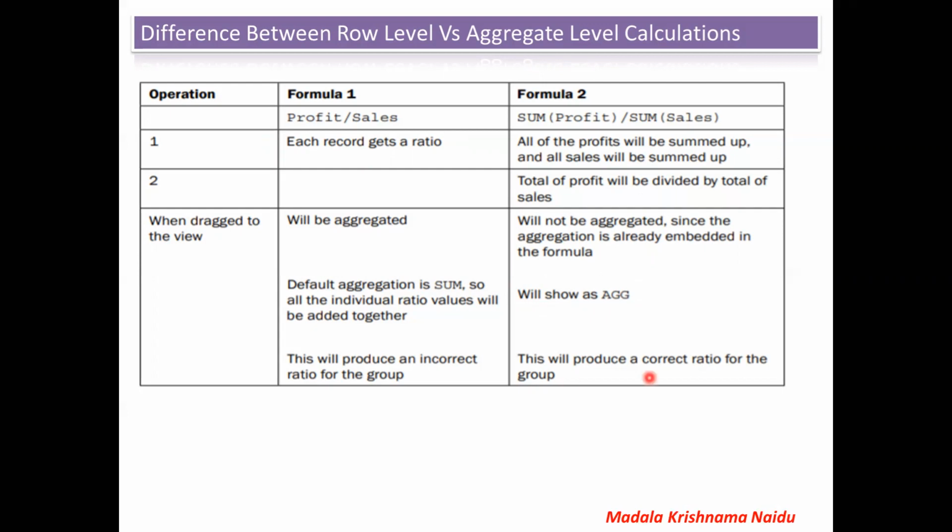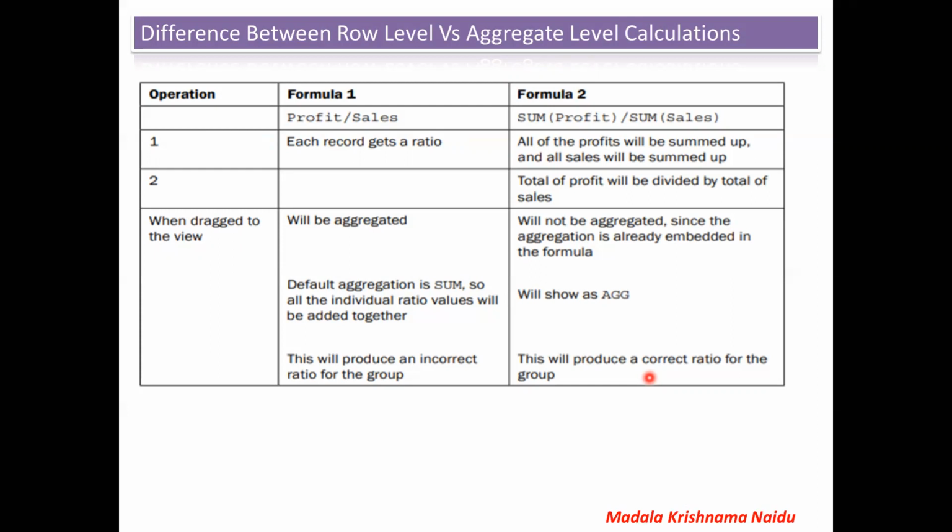This will produce a correct ratio for the group. Always remember, if your visualization is at a different granular level, then you should definitely go with aggregate level calculations. When your visualization is at a more granular level, you can use row level calculations. This is all about row level calculations and aggregation level calculations, guys.